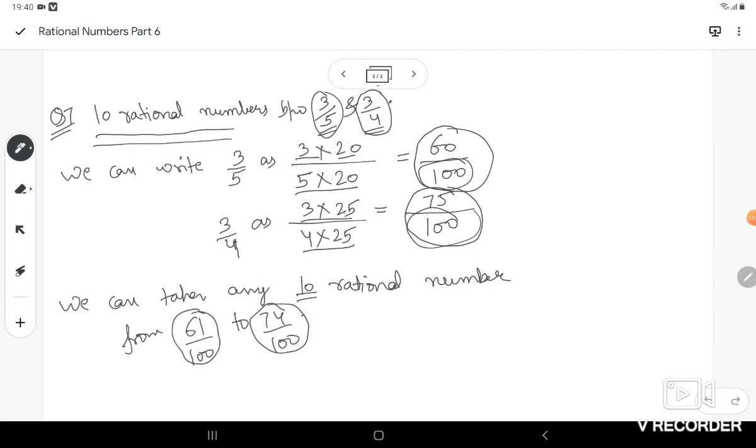So with this question we complete exercise 2.2, and this comes to the end of the first chapter of the class 8 maths, that is rational number.